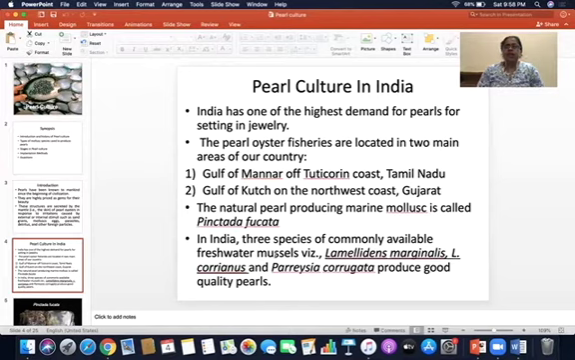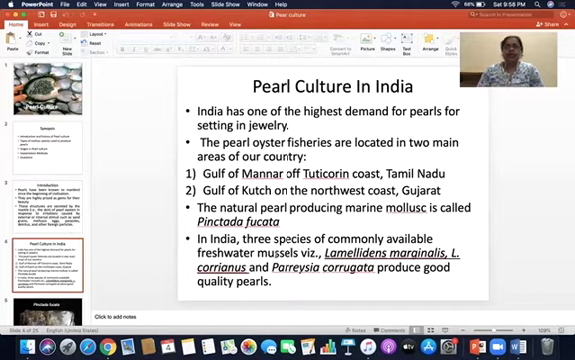What is the history of pearl culture in India? Our country has had the highest demand for pearls for setting it in jewelry. Pearl jewelry produced in India is famous the world over. The pearl oyster fisheries in India are located in two main areas, one in Tamil Nadu and the other in Gujarat. It is present in the Gulf of Mannar in Tamil Nadu and in the Gulf of Kutch in Gujarat.